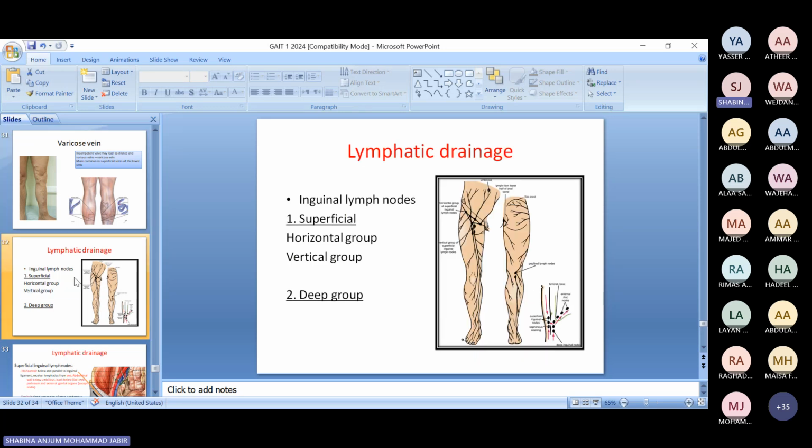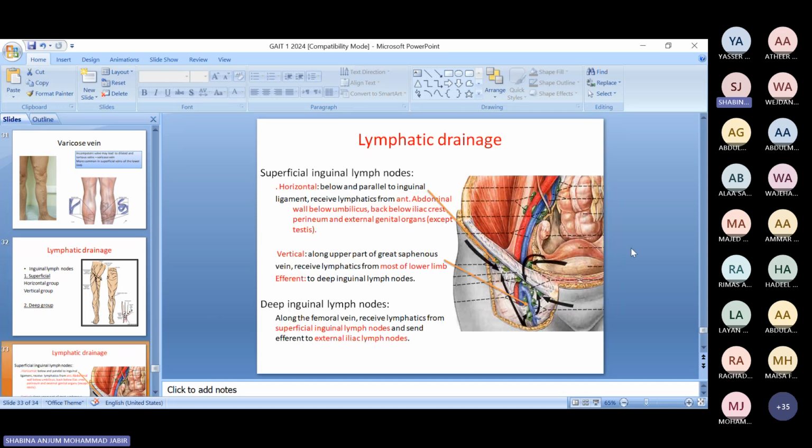Then in brief, what is the lymphatic drainage for the lower limb? We have inguinal lymph nodes. They belong to the superficial group and the deep group. So in the superficial, they are arranged in two types, horizontal and vertical. So here you can see you have the horizontal group, which is parallel to the inguinal ligament. Now we know this is the inguinal ligament. So these are the small group of lymph nodes which are parallel to the inguinal ligament.